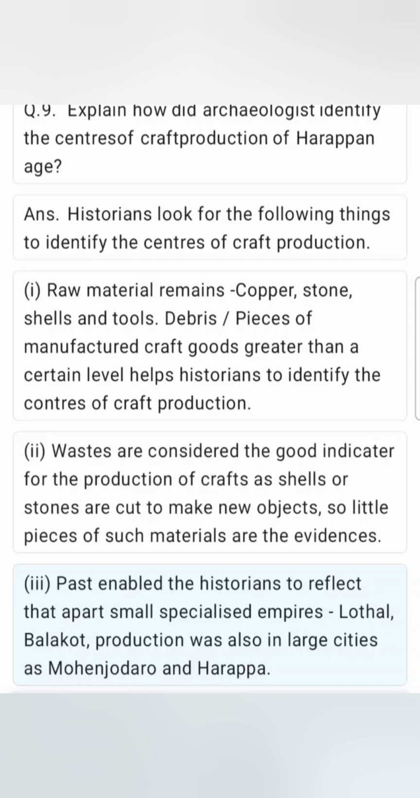III. This enabled historians to conclude that, apart from small specialized centers like Lothal and Balakot, production was also done in large cities such as Mohenjo-daro and Harappa.